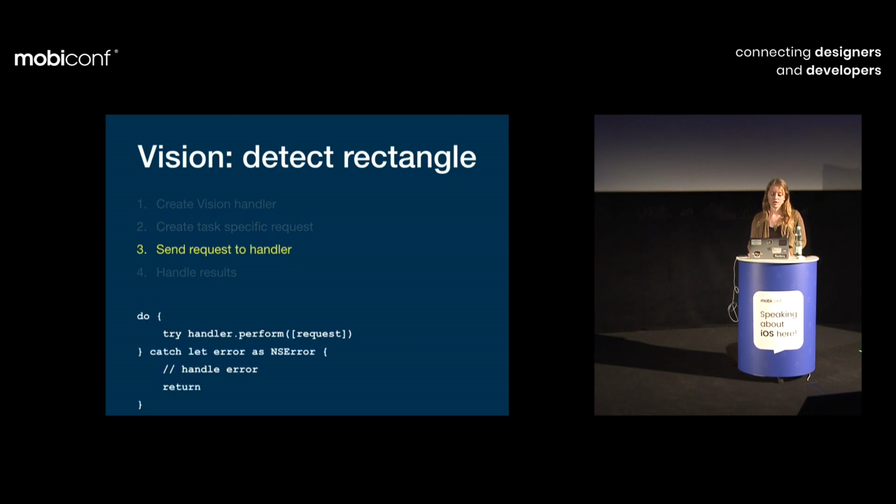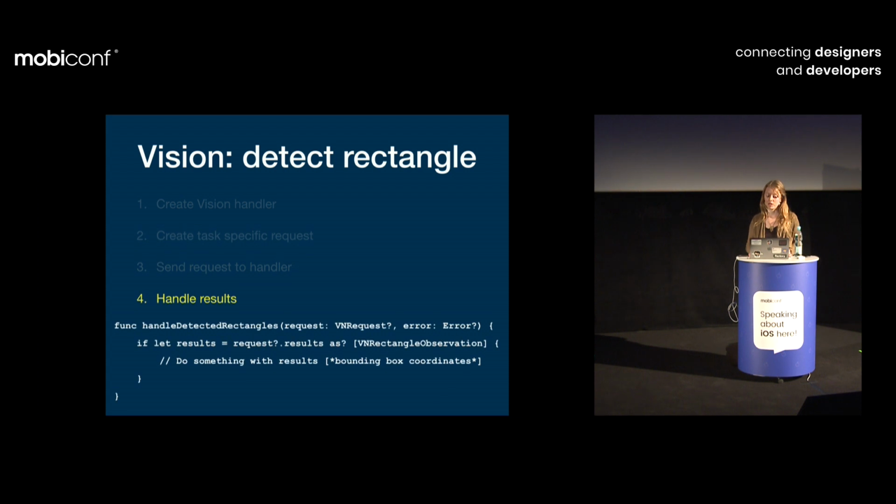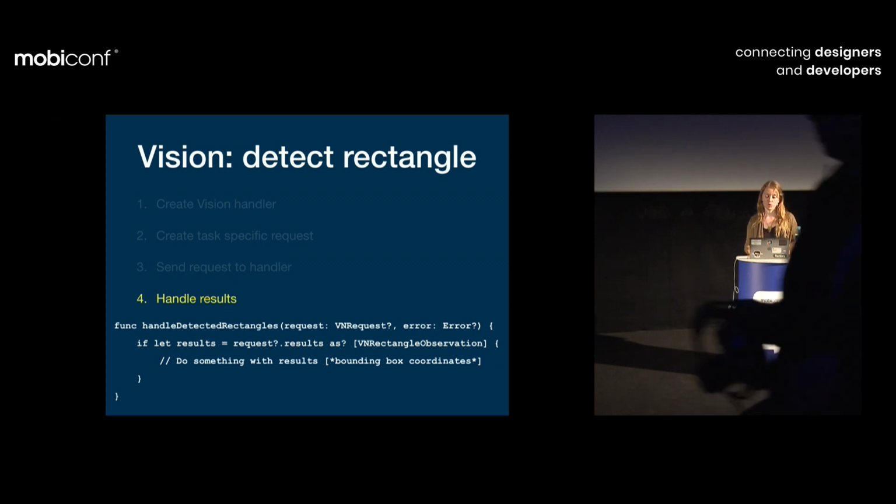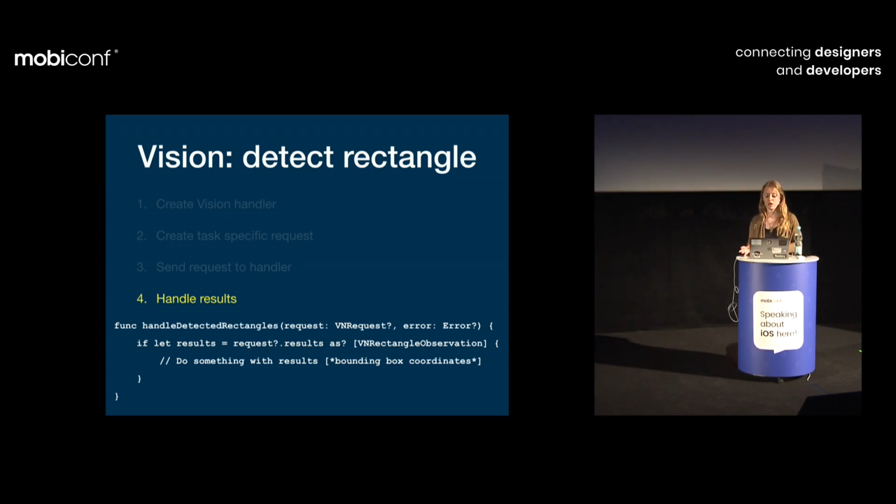So now we have to send the request to the handler. This is just calling perform on the handler with the request that we just created. It can take an array of requests, but in our case, we just want to make one. And lastly, we want to handle the results. So handling the results, it comes back as an optional request object as an array of VNRectangleObservations. And we want to do something with these. And this is going to be bounding box coordinates of the rectangle that it detected. So for this, we're going to want to crop it out. And then we're going to want to send it into a model for classifying that piece.